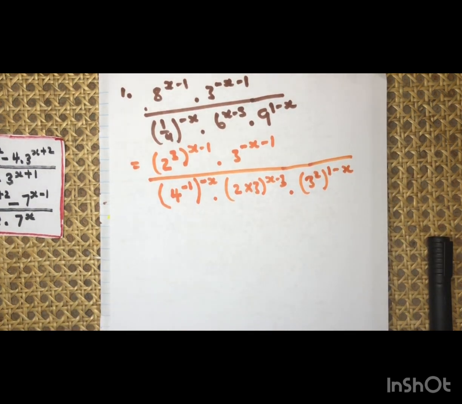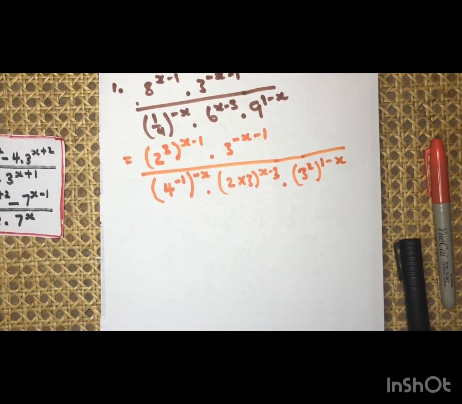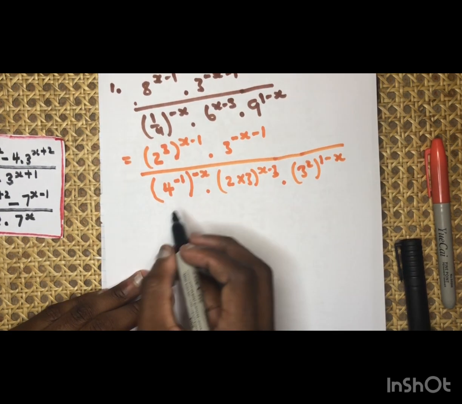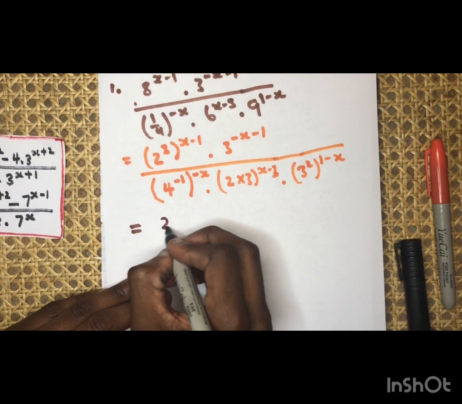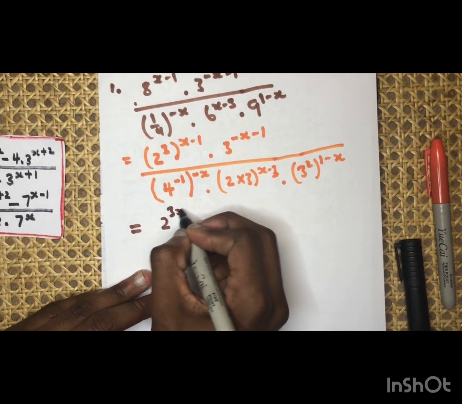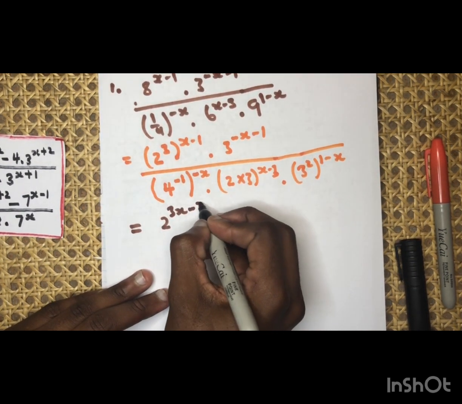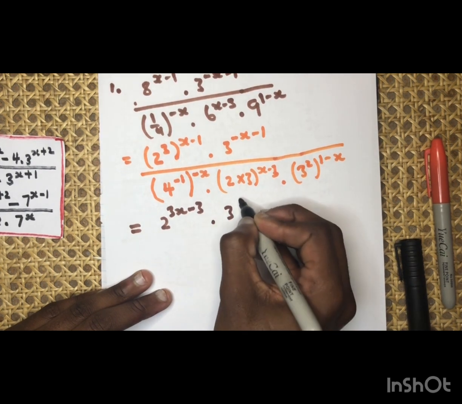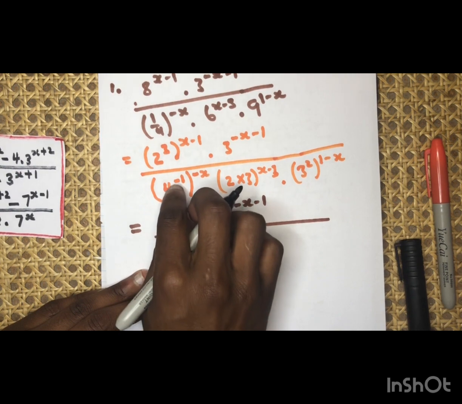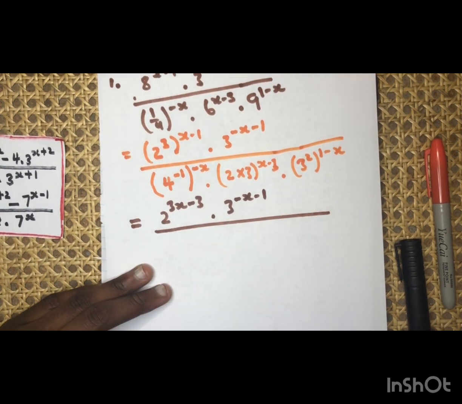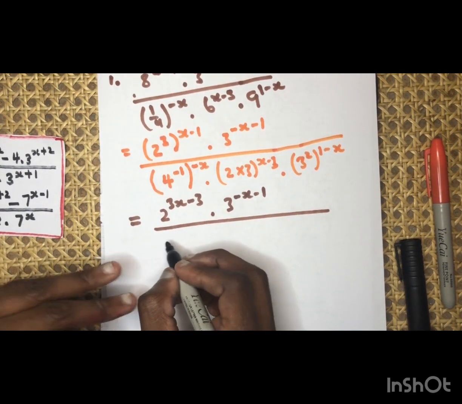Okay, now this is easy, this is cheap. So which law do I need to apply here? Yes, it's law number 3. So I'm going to have 3 times x is 3x, 3 times minus 1 is minus 3, times here, this is 3 to the power minus x minus 1. Remember, I have to change this one to make the prime base.